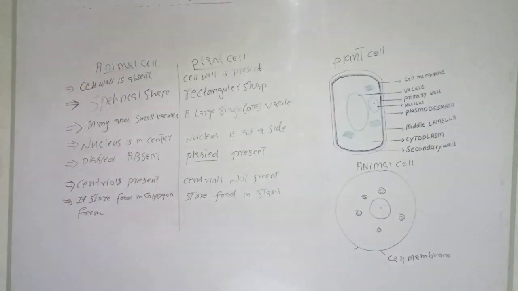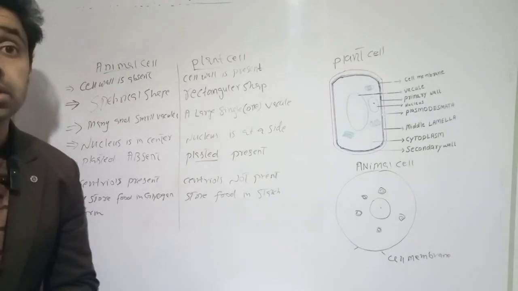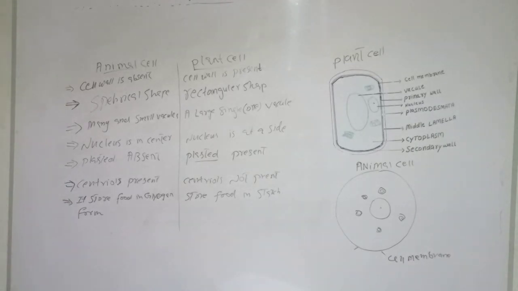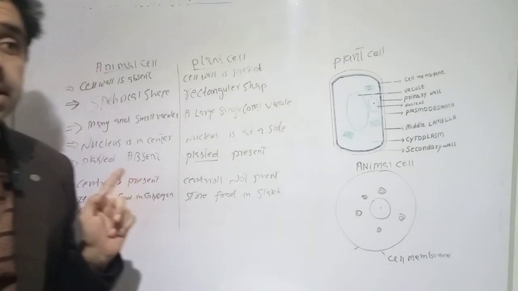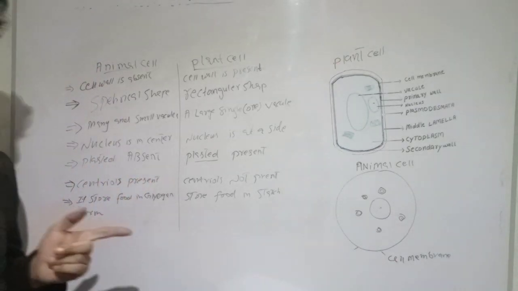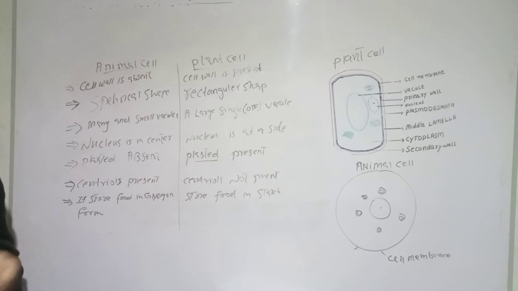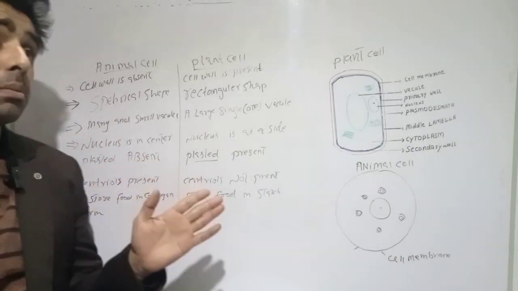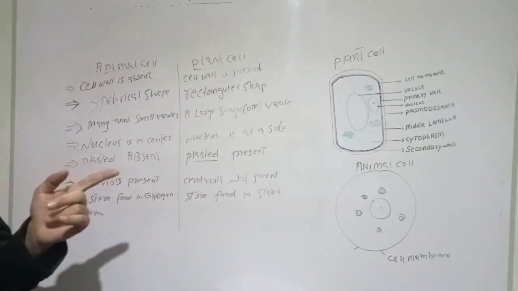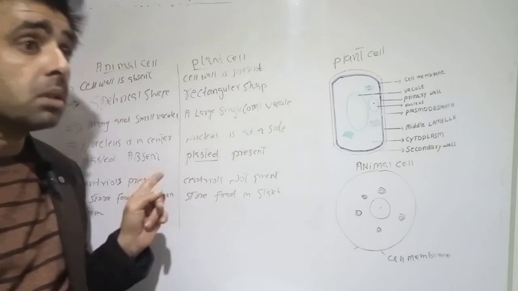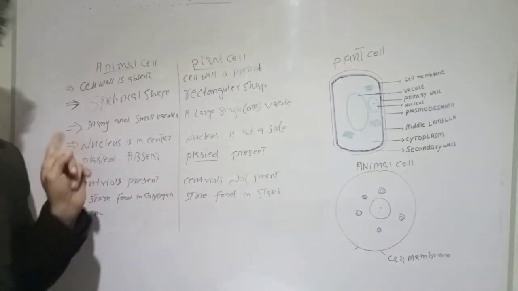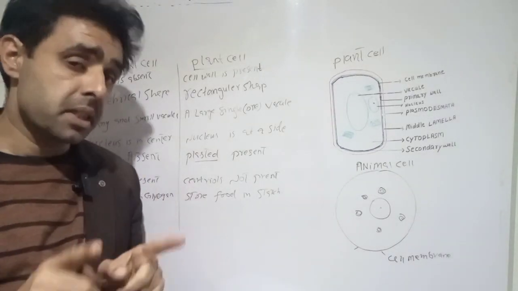I think I have made clear the differences between animal and plant cell. Now I would like to revise it again. The first and most important one is the cell wall. Cell wall is not present in the animal cell, and in the plant cell it is present. The outermost layer in the animal cell is the cell membrane, while the outermost layer in the plant cell is the cell wall, and after the cell wall there is the cell membrane.